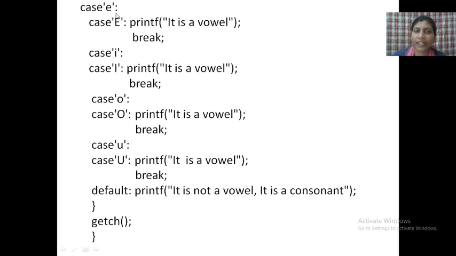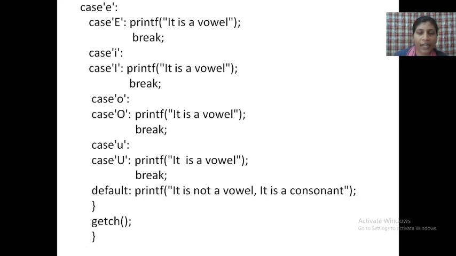If you have not entered A or E, and you entered I, it will check this condition. If this case is true, this message will be displayed on the monitor screen. Printf, it is a vowel. Break. A, E, I, O, U, these are the 5 vowels. So if you entered any one vowel, it shows the message on the monitor screen, it is a vowel, and the execution of the program stops here.